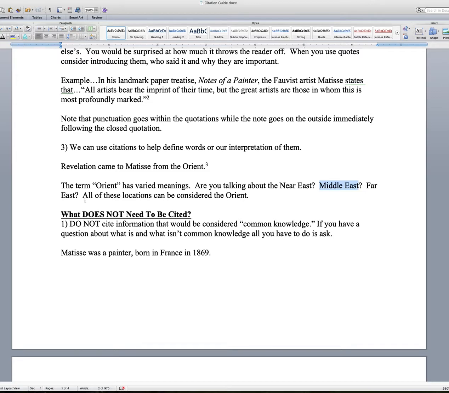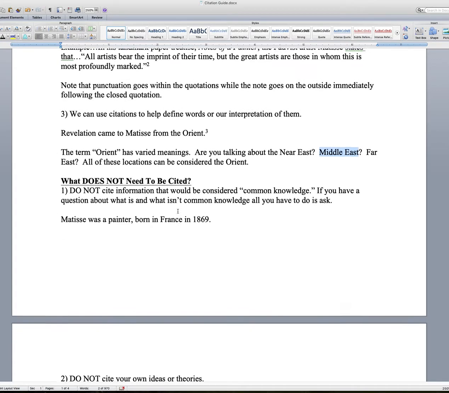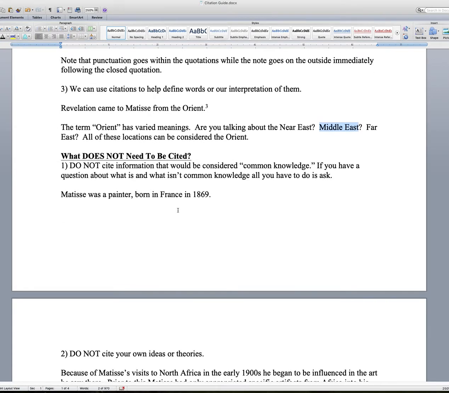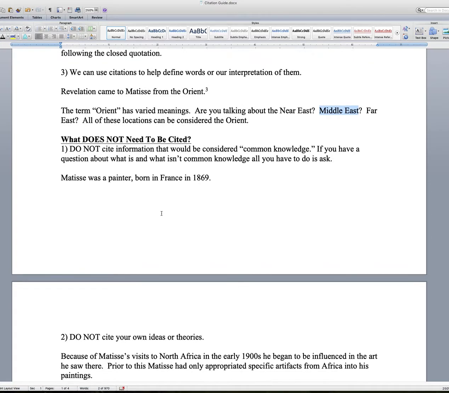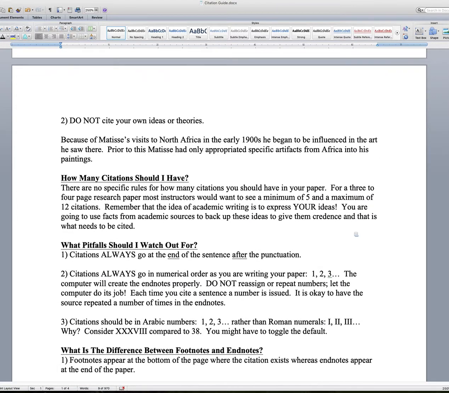So what does not need to be cited? First of all, don't cite anything that is common knowledge. If you have a question about what is and what isn't common knowledge, all you have to do is ask your instructor. For instance, saying that Matisse was a painter born in France in 1869, none of that needs to be cited. That's very common knowledge.